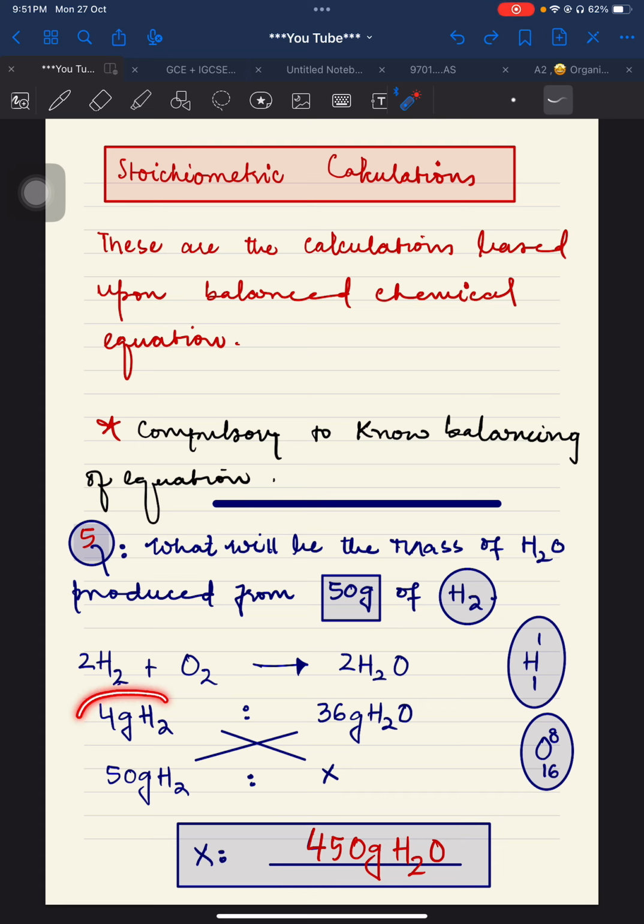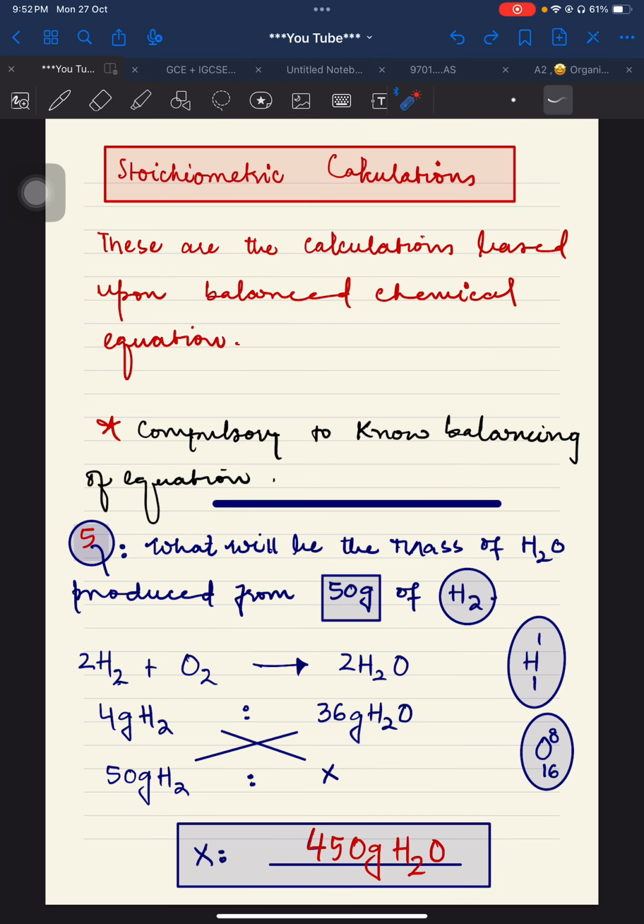Now this is the question: how 4 grams of hydrogen is giving you 36 grams of water. If we look into this, 2 into 2 is 4, so 4 grams of hydrogen is giving you 36 grams of water. As we already know, water has a mass of 18, so for 2 times it will become 36. What about oxygen? As the examiner is not asking anything related to oxygen, we have just written oxygen to make the equation balanced. That's it.